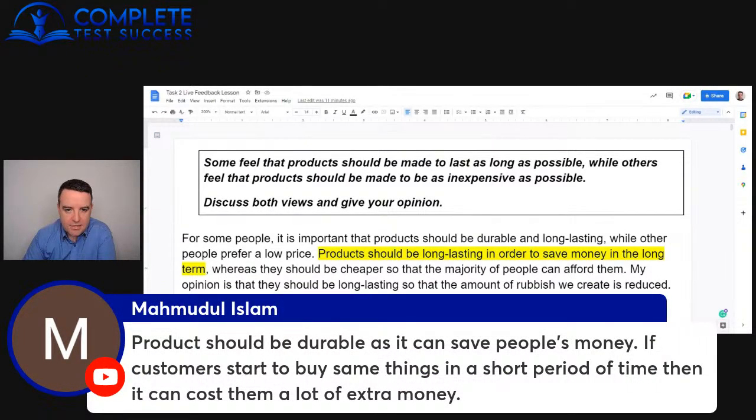Products should be durable as it can save people's money. If customers start to buy some things in a short period of time, then it can cost them a lot of extra money. So start to buy some things that only last for a short period of time. Yep, good. Obviously, this isn't long enough, but you're definitely on the right track with that. Actually, I can see the rest of yours, so let me jump in. Let's take this here.